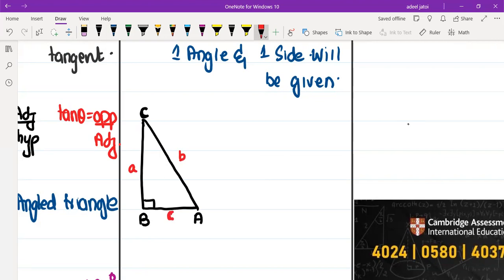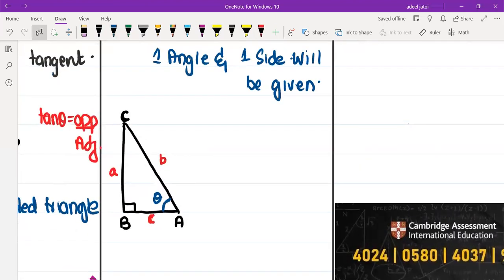Now, if I want to find out for this theta, and I use sine theta, your sine theta is opposite upon hypotenuse, which means sine theta will be a upon b. Opposite is the line CB, which is a, where hypotenuse is always opposite to 90 degrees, which will be b.